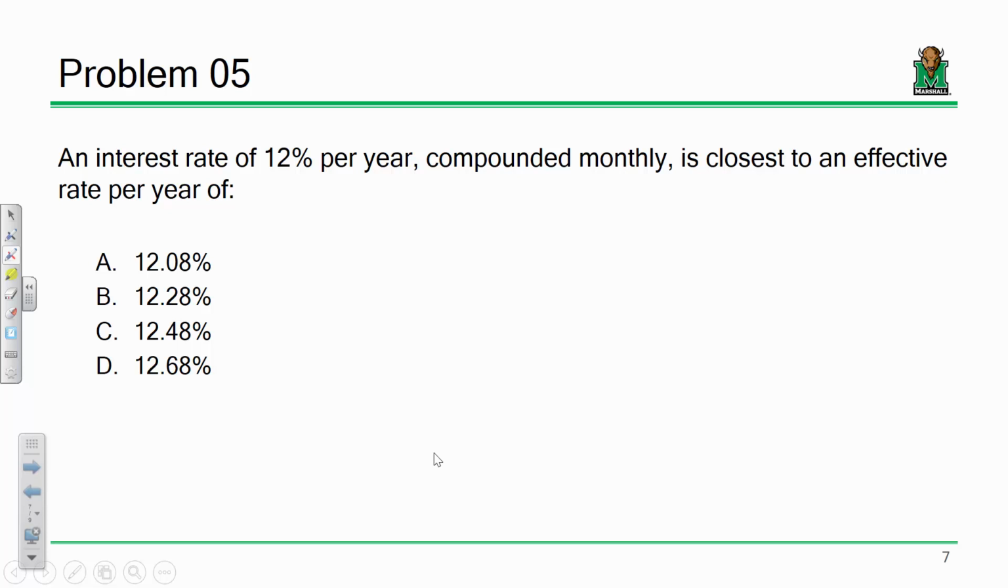So literally, here's the idea. Let me explain what's going on here. We have 12% per year, but it's compounded monthly. So we can handle this two ways. We could say 1% for 12 months, or we could try and figure out what's an effective annual interest rate that we could use for a single year.